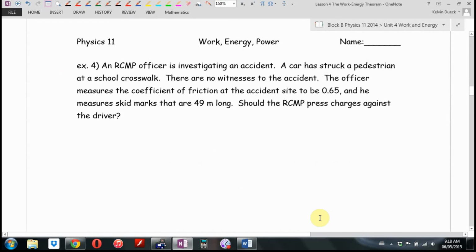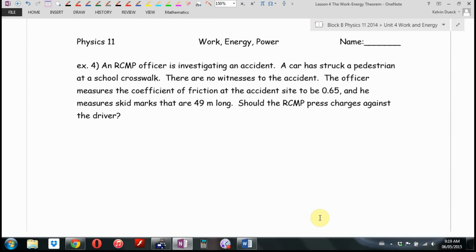Example 4. Way back at the beginning of the year, you may recall I did an RCMP question with you, but I had to fake it. I had to claim that the driver had his cell phone on and the cell phone had recorded the skid sound so that we had the variable time, because you may recall t was needed in almost every equation. Here's an actual accident.